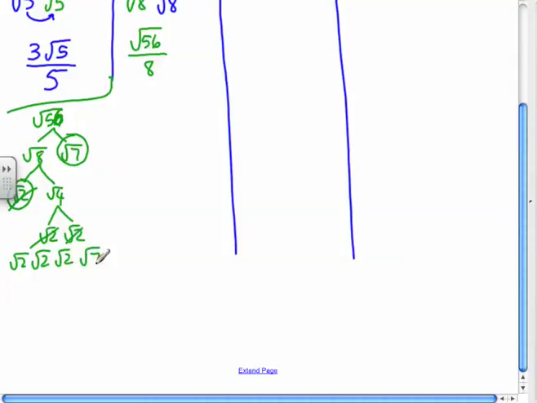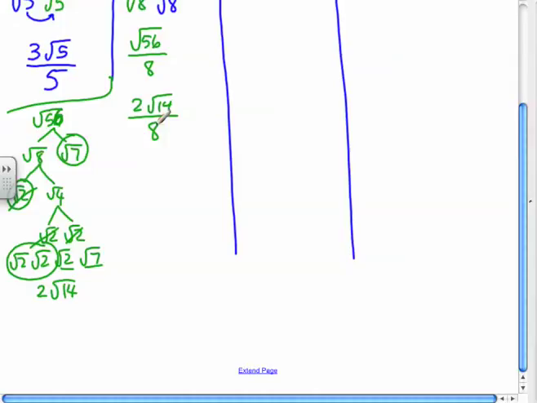Easy enough, right? I've got a pair here, and you remember, anytime I have a pair, I just get the number that's underneath it. So this is going to be 2. Neither of these have a pair, so I just put them back together, and I get 2 root 14. Well, what does that mean, Mr. C? That means that this is 2 root 14 over 8.